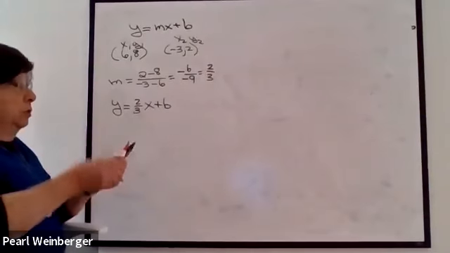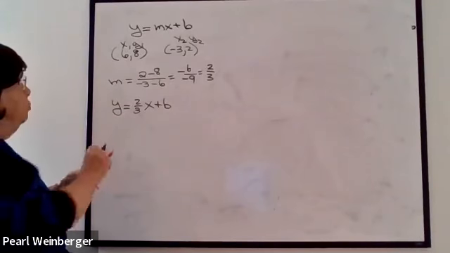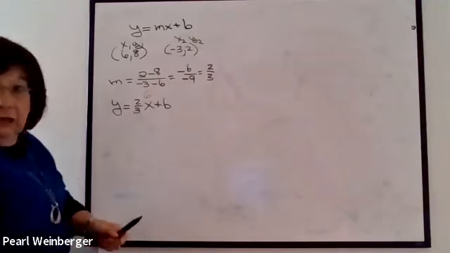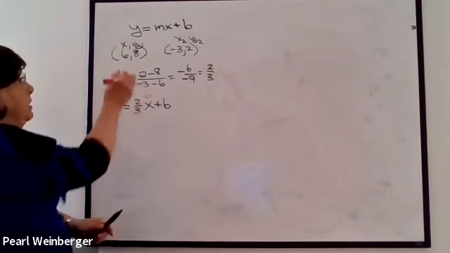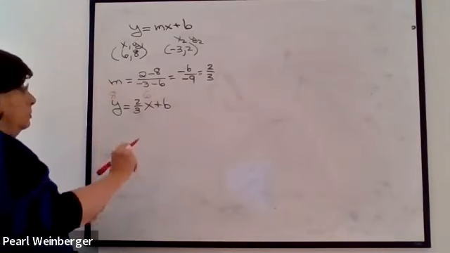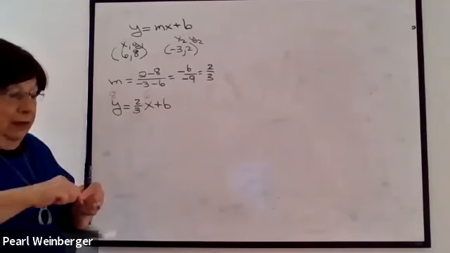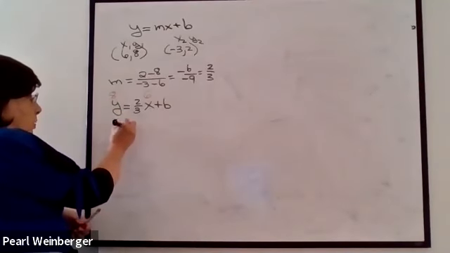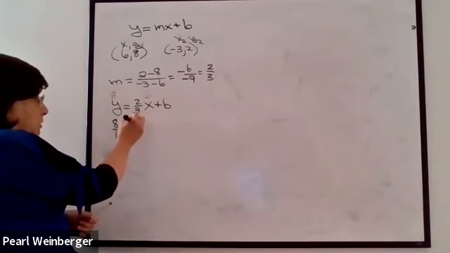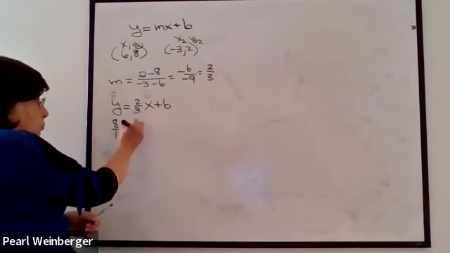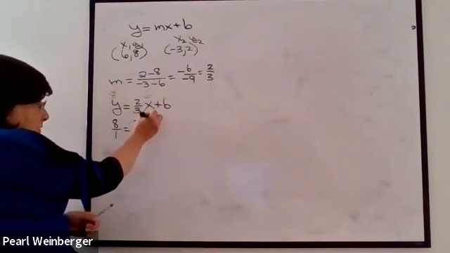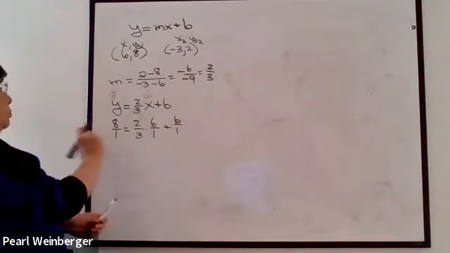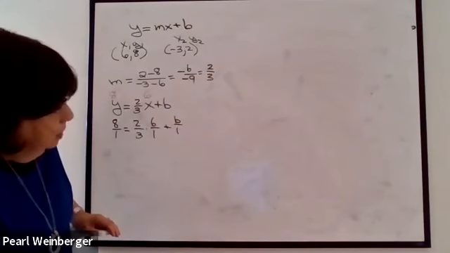In other words, if I'm going to use that first point, (6, 8), wherever I see an x, I'm going to put a 6. And wherever I see a y, I'm going to put an 8. And if I do that, I get 8, which remember, I'm putting it over 1 because I want it to be easy to tell the fractions, equals 2 over 3 times 6 over 1 plus b over 1. I'm just putting those whole numbers over 1.